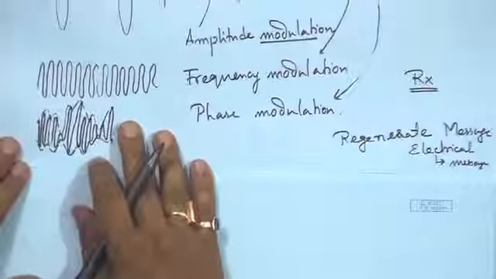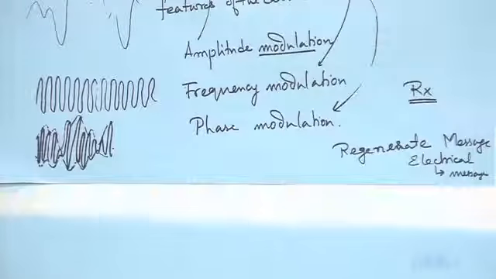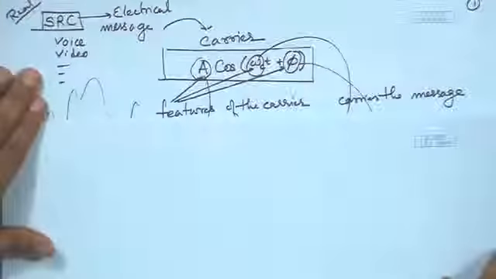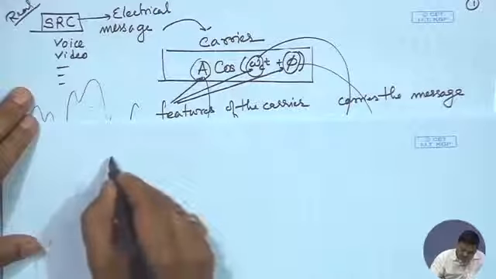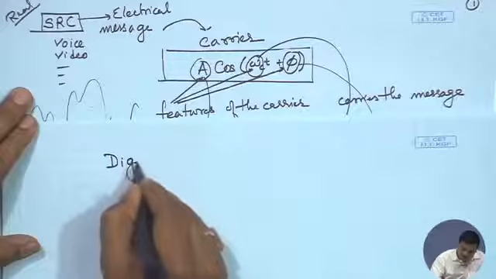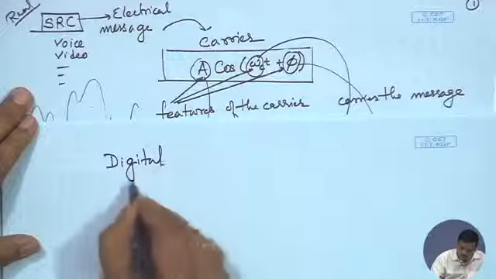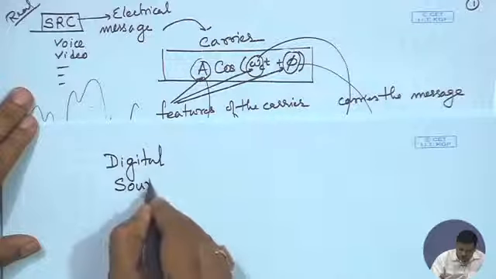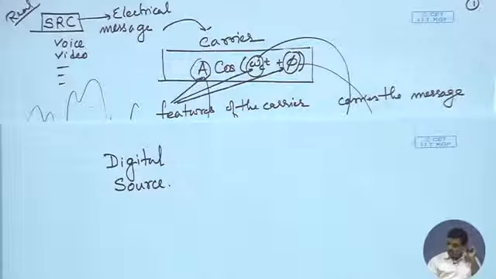So now, instead of using this particular signal as we have drawn over here, the difference that you get is the source is no longer analog, but you have a digital source. That's one of the important changes.